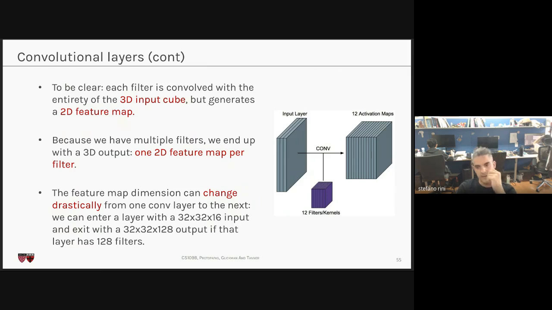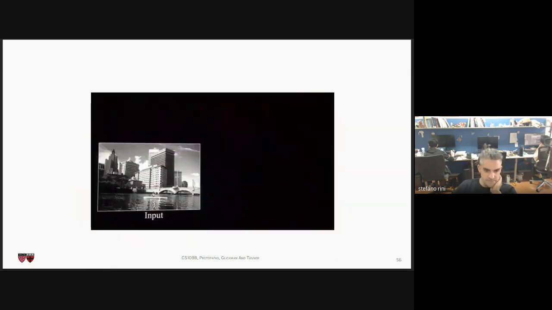So you see that, for example, in this case, if we have an input which is 32 by 32 by 3, and we convolve with 16 different filters, then the output will be 32 by 32 by 16, right? So it's very easy to obtain a very large output from these convolutional networks, because, as we said, they are very efficient when it comes to the use of parameters.